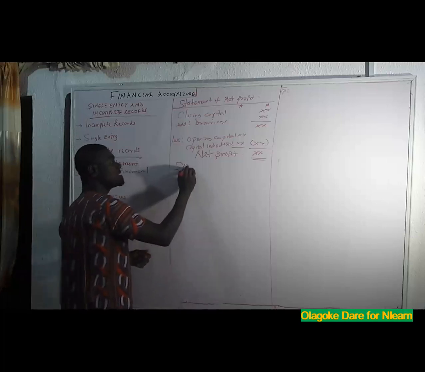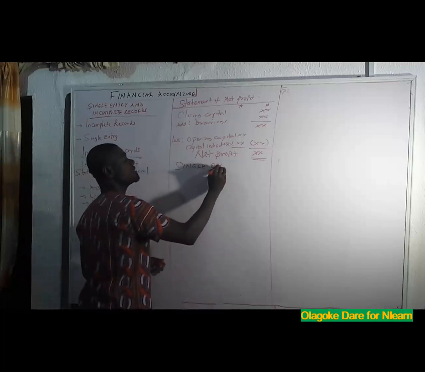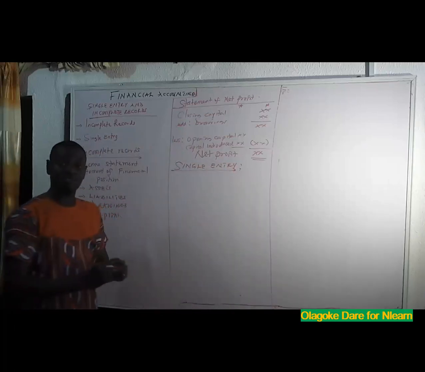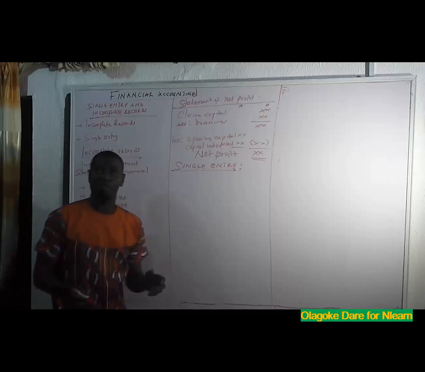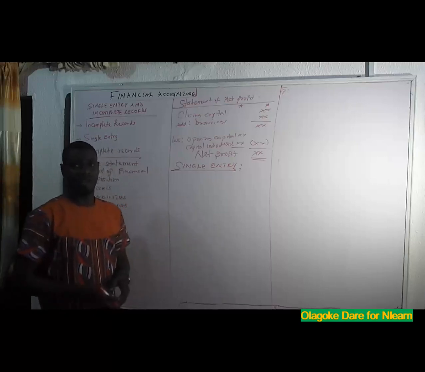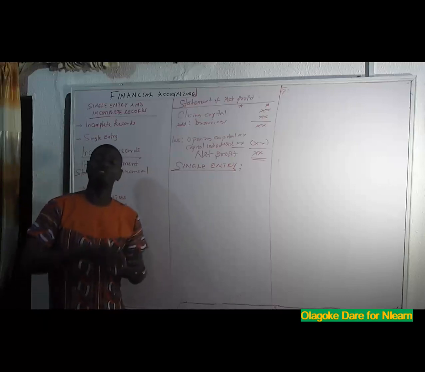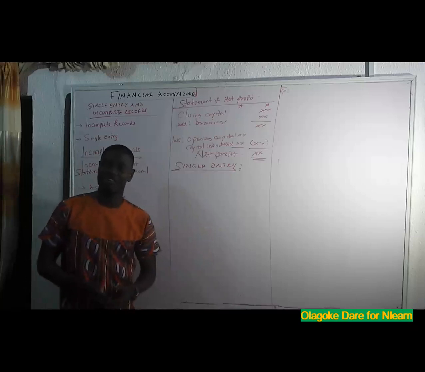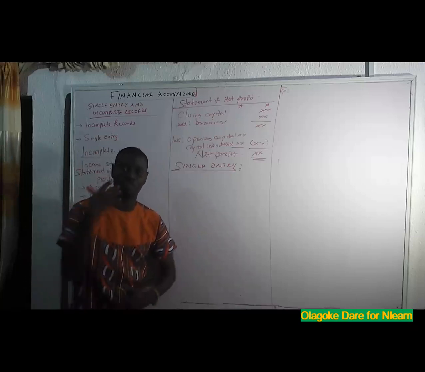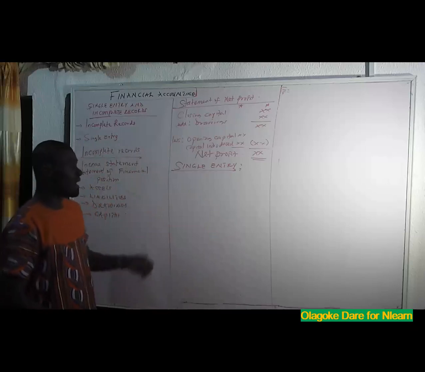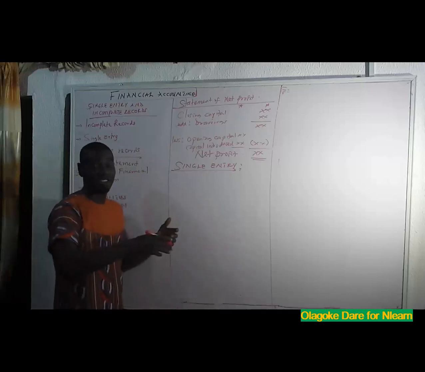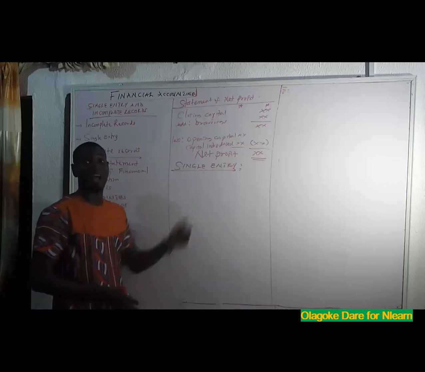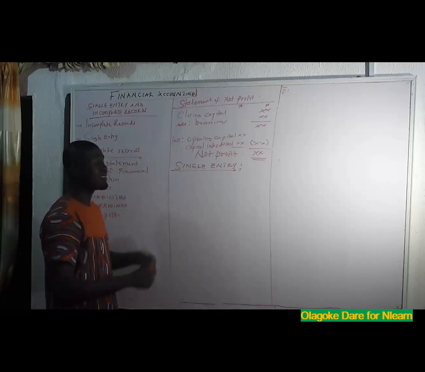Then what is a single entry? Single entry is when transactions of a business organization are not recorded in double entry principle. When transactions of a business organization do not conform to the double entry principle, you have information relating to nominal ledgers, inventories, assets, and liabilities.